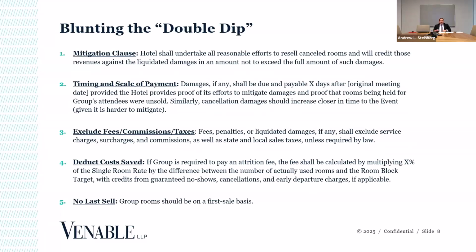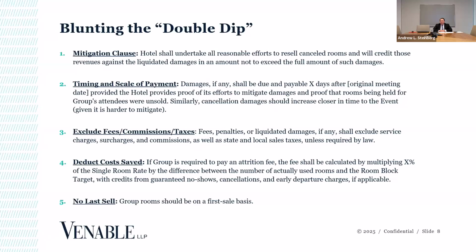So when we think about the double dip and what that really means, it's to prevent a hotel from recouping revenue both from your organization and a third party, either in the event of an attrition situation or a cancellation scenario.